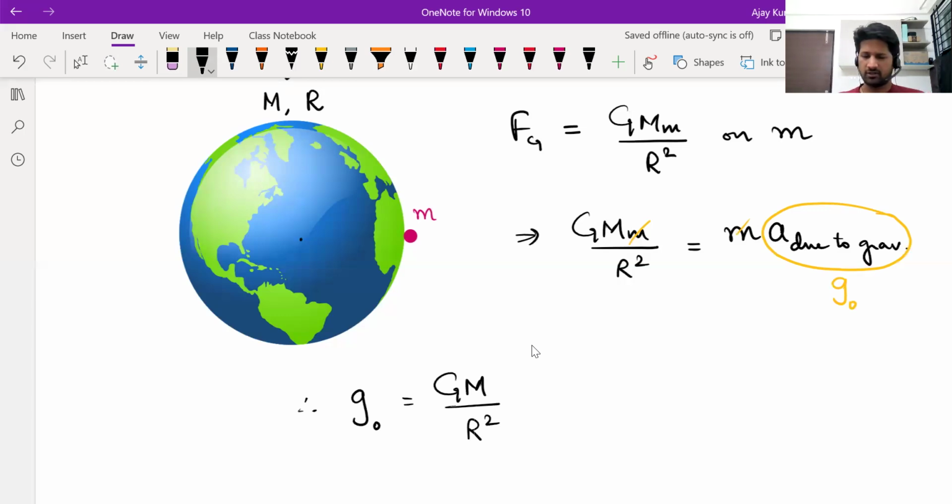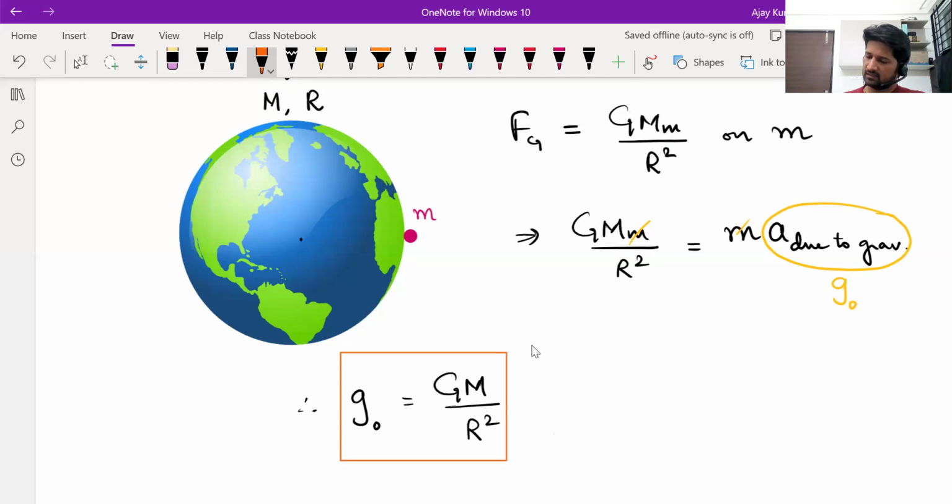And we know that we have always been solving problems by taking g as 9.8 or 10 meter per second square, irrespective of the object. So this is proof that acceleration due to gravity doesn't depend on the object. It depends on the planet which is creating this. Capital M here is mass of the planet. Capital R is the radius of the planet. Using this formula, you get the gravity exactly on the surface of planet.